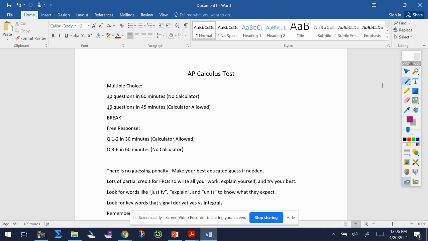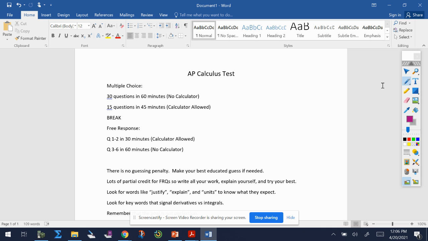Now, there's going to be some that you get done in 30 seconds, and then there's going to be some that you spend several minutes on, but it should balance out to about 2 minutes a question. And then part two is also multiple choice. It is going to be 15 questions. This time you're allowed to use your calculator. Doesn't mean necessarily you'll use it on every single one.